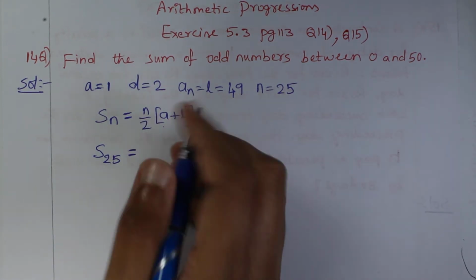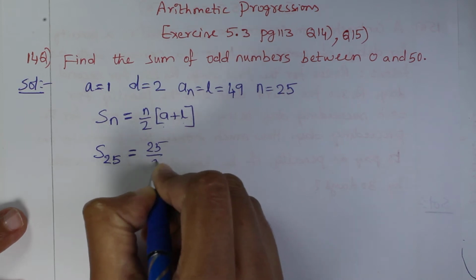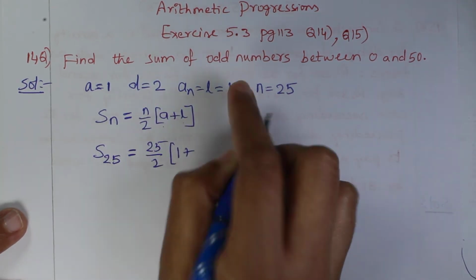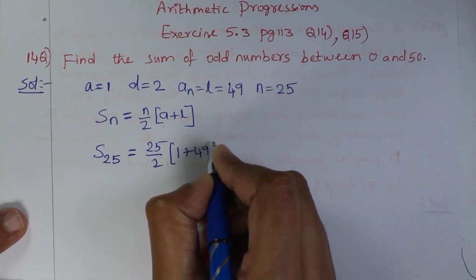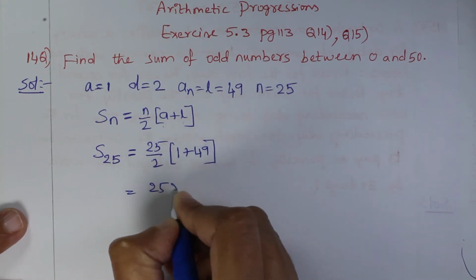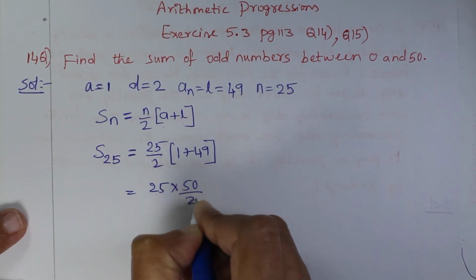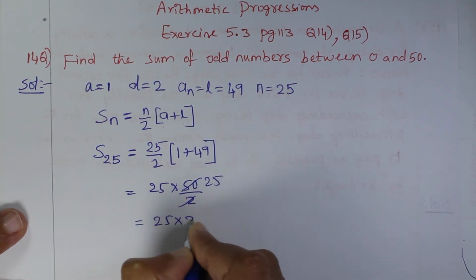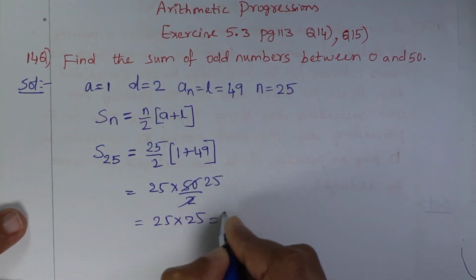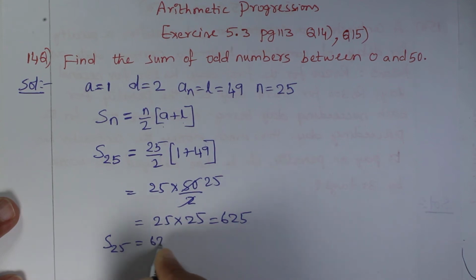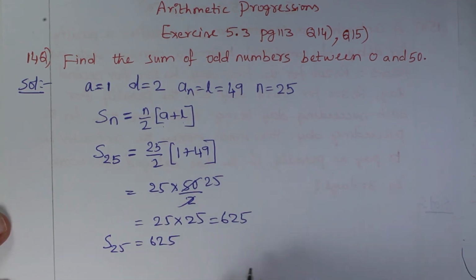So n is 25 by 2 into the first odd number 1 plus last odd number 49 between 0 and 50. That is equal to 25 into 50 by 2. 2 ones are 2, 25s. That is equal to 25 into 25, which is equal to 625. So the sum of the odd numbers between 0 and 50 is 625. Hope this is clear for you.